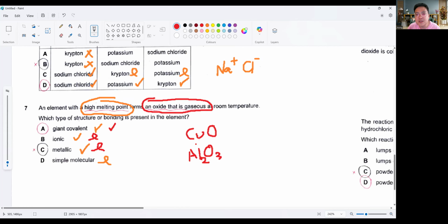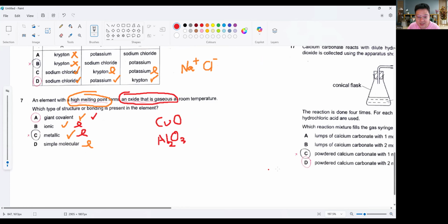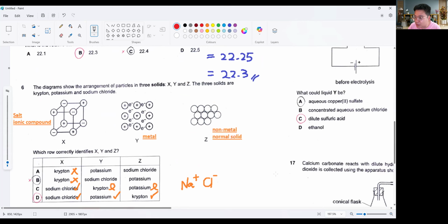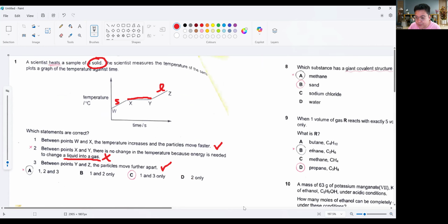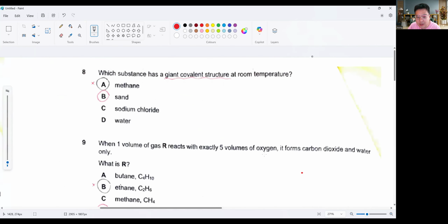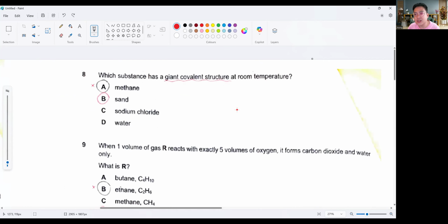Okay, so you can also use the guessing method to guess this answer here. But yeah, it is a little bit more difficult. All right. Okay, next question. Number 8. Which substance has a giant covalent structure at room temperature? So we just say giant covalent structure is either, what's that called? Graphite. I mean, the two examples that we learned in our syllabus are graphite or diamond.